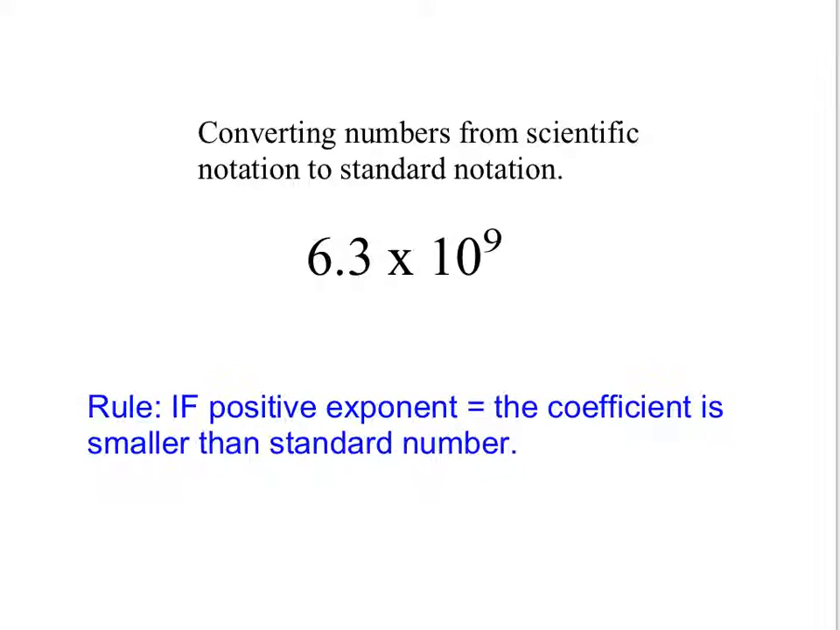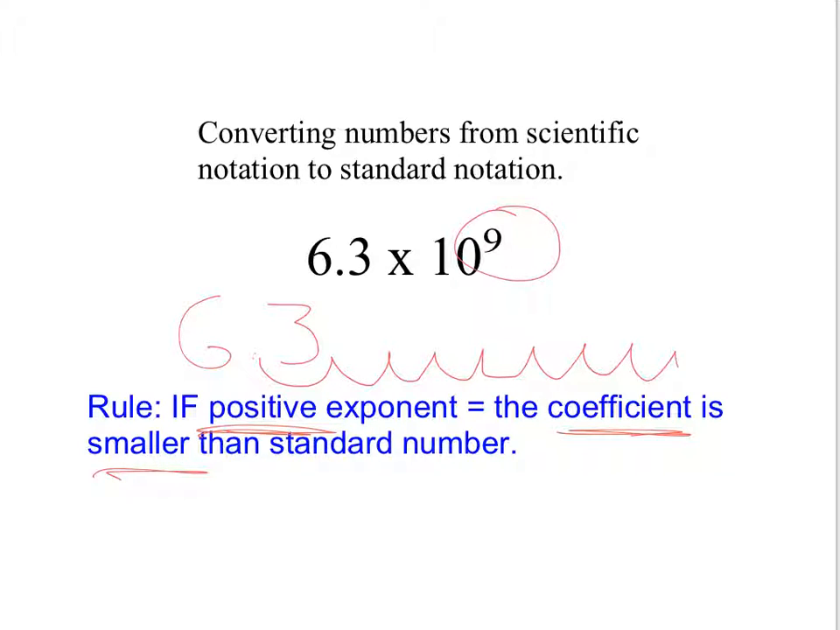Alright, and so now we get converting from numbers in scientific notation to standard notation, and then really just working backward. And so let's look at our rule. If we have a positive exponent here, we know that the coefficient is going to be smaller than our standard number. So if we start with the coefficient 6.3, we have to move our decimal place 9 places, and in order to make the coefficient smaller than the standard number, our decimal place would have to move to the right here. 1, 2, 3, 4, 5, 6, 7, 8, 9.